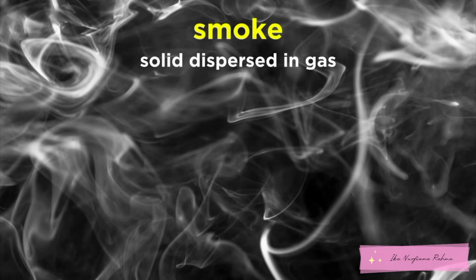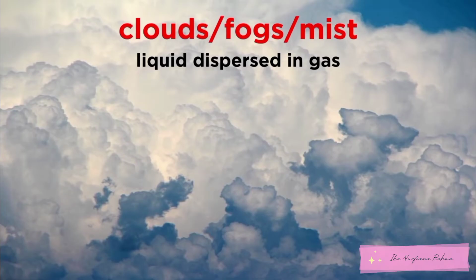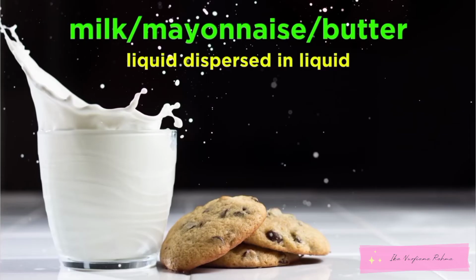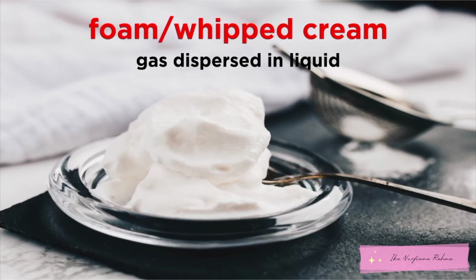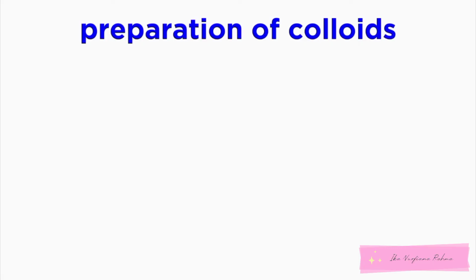Smoke is solid dispersed in gas. Clouds, fogs, and mist involve liquid dispersed in gas. Milk, mayonnaise, and butter involve liquid dispersed in liquid. Jellies and gels are liquid dispersed in solids. Foams and whipped cream involve gas dispersed in liquid. So we can see that there is quite a wide variety of colloids.